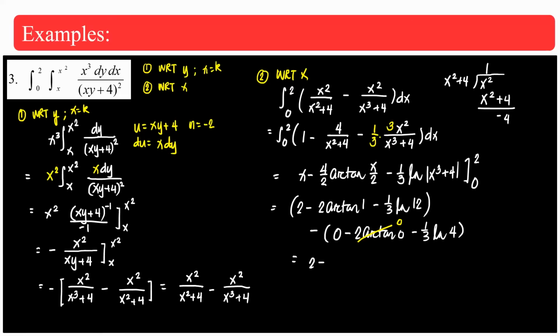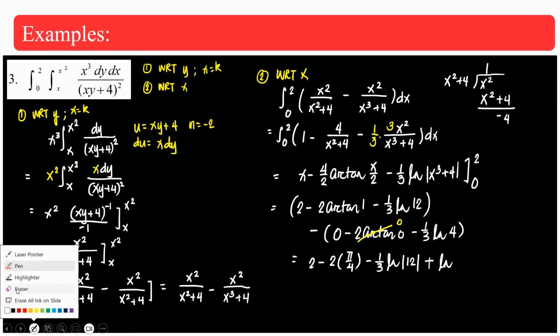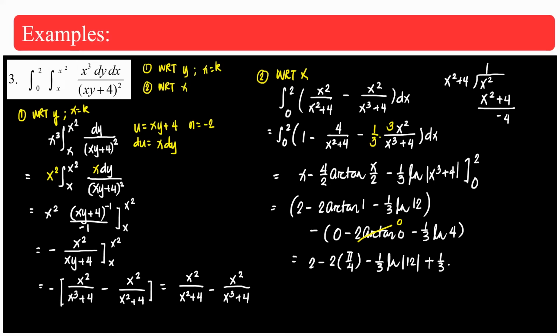So 2 minus arctangent of 1 is pi over 4. So that's 2 times pi over 4 minus 1/3 ln of 12, minus minus. So this is plus. Wait. Minus, and then minus. So plus, sorry, plus 1/3 ln of 4. So if you want, you can actually combine this.